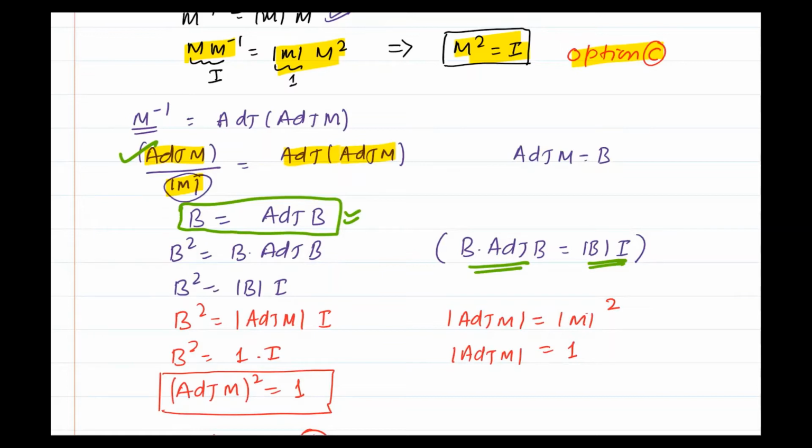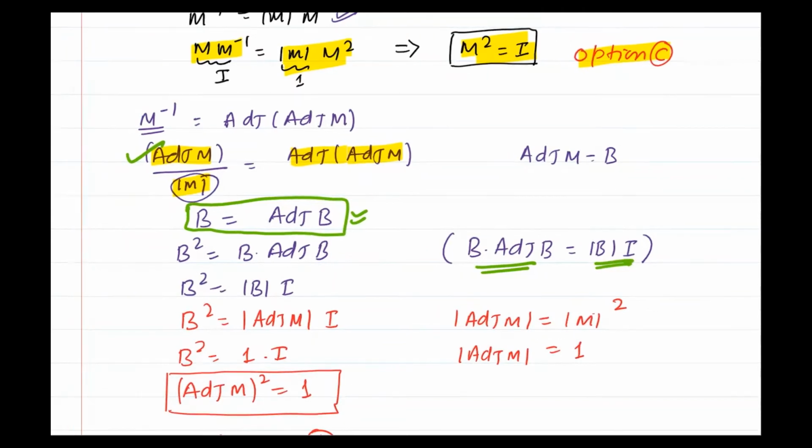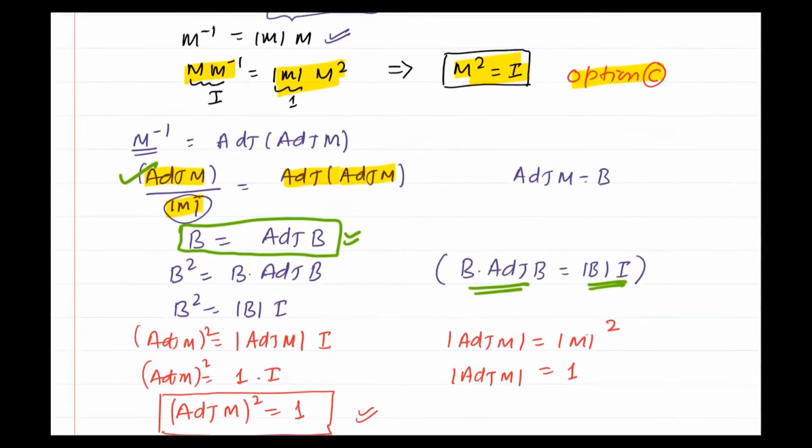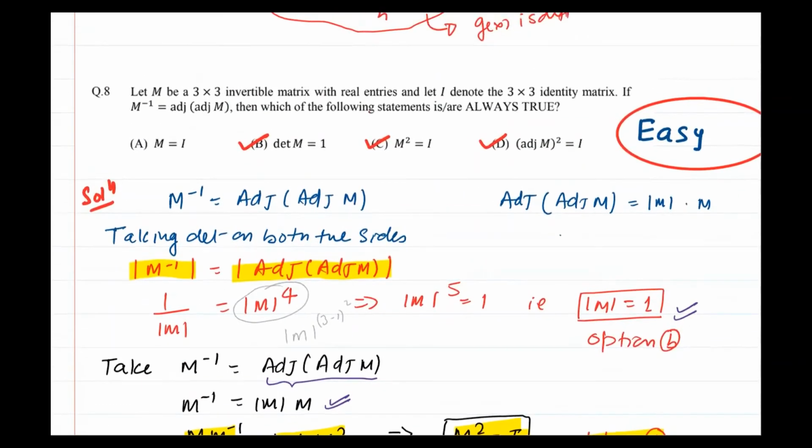Now we have to put the value of B. So value of B is adjoint of M. So B square is adjoint of M whole square, and now we get adjoint of M whole square equal to determinant of adjoint of M into identity matrix. So now we get, this is 1. So option D is correct. So in this question we get B, C and D options.